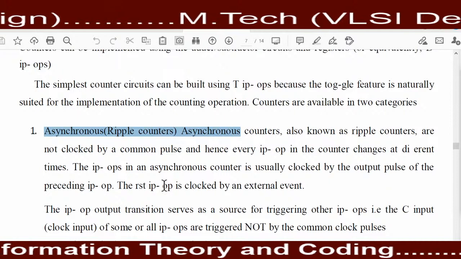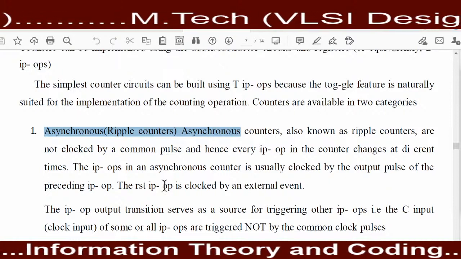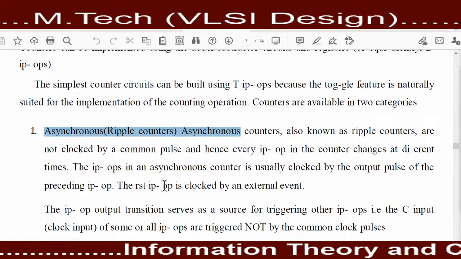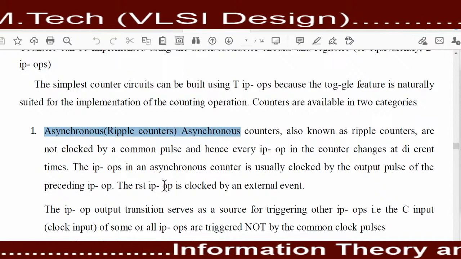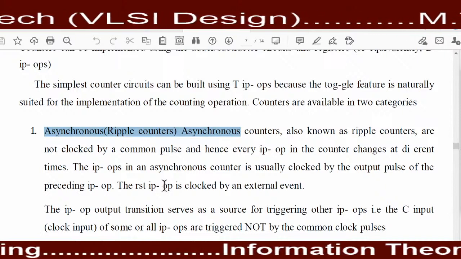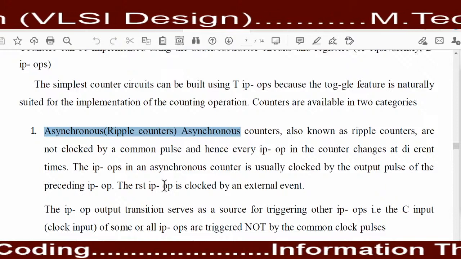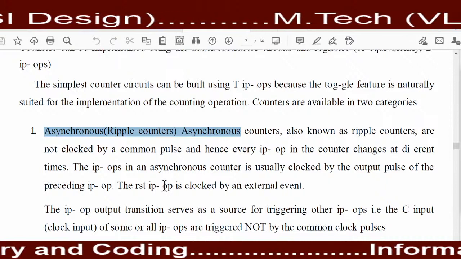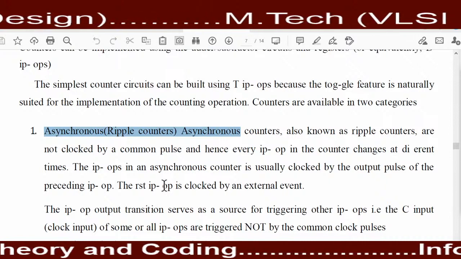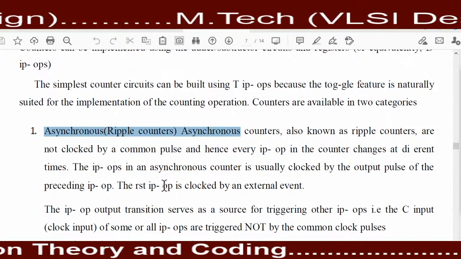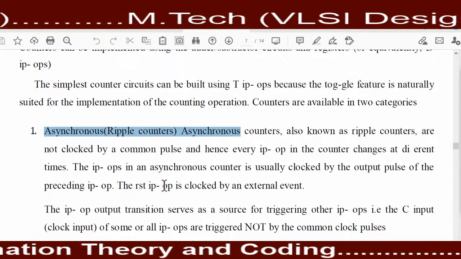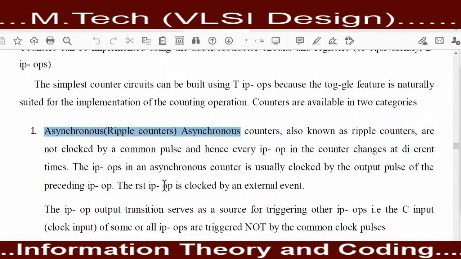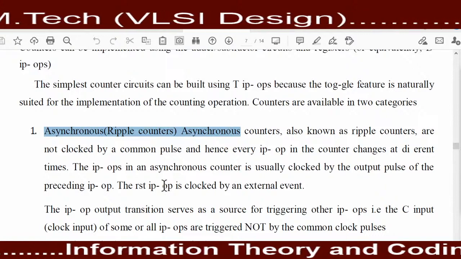Okay, in this type of counter, when several T flip-flops are connected in series, then the output of one flip-flop acts as the clock pulse for the next flip-flop. It means that the next flip-flop does not work till the first flip-flop provides its output as a clock pulse. Because of this feature, this type of counter has the lowest speed.